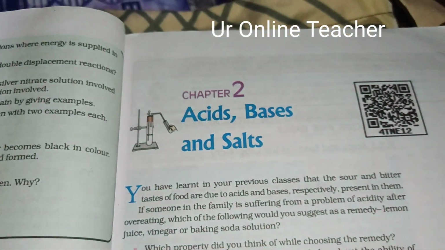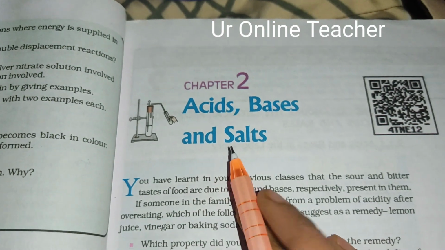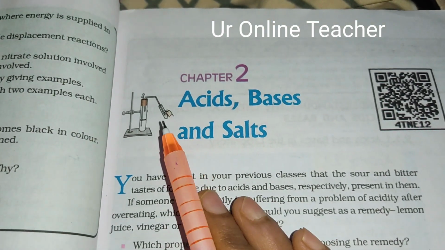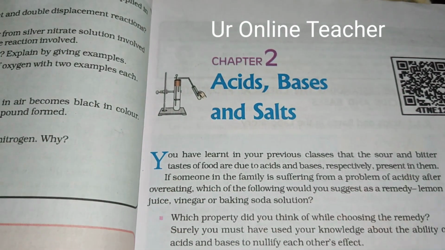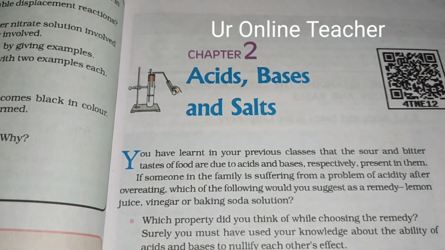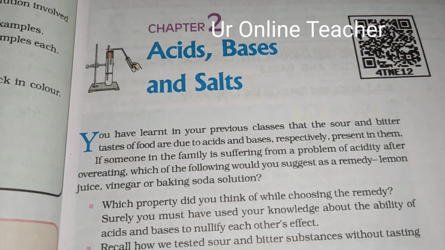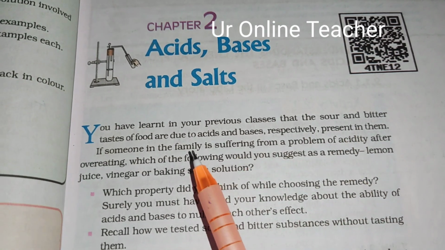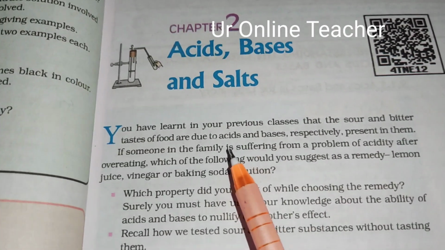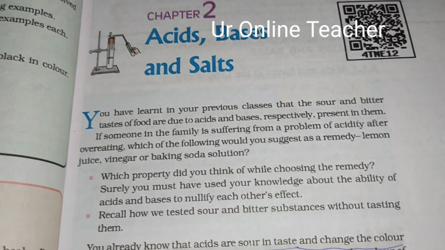Hi students, today I am going to explain what acids, bases and salts are. How can we recognize what are acids, what are bases and what are salts? If you keep some food in your mouth, we will observe that it tastes sour or bitter. If they are sour in taste, we can say that they are acids. If they are bitter in taste, they are bases.